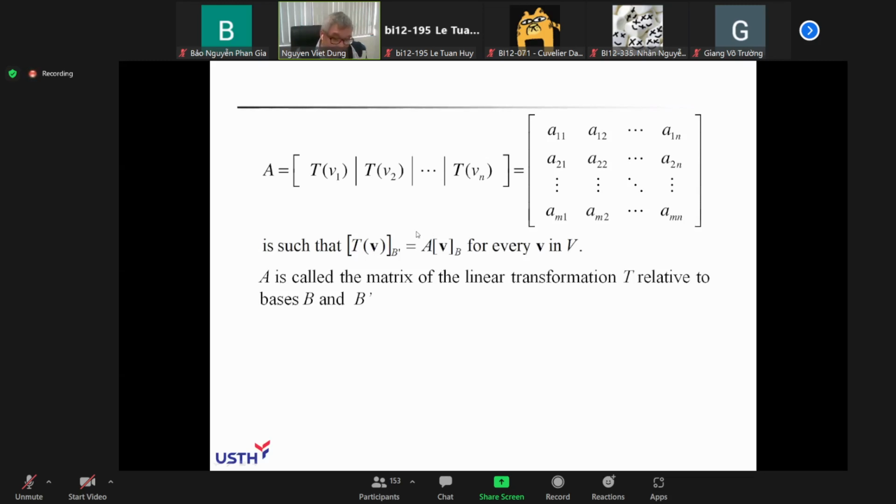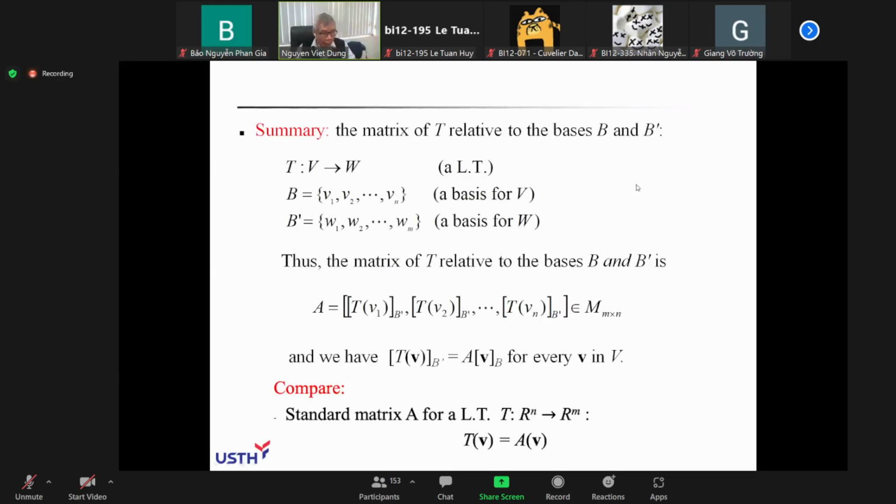And there is one thing you should pay attention to. On the left-hand side of the equality here, that is the coordinate of T of V relative to the basis B prime. But on the right-hand side, V here is the coordinate column of the vector V, but relative to the basis B. And you see, on the domain, we have the basis B, and on the codomain, we have basis B prime. That is the reason why we need to say the matrix of T relative to basis B and B prime.